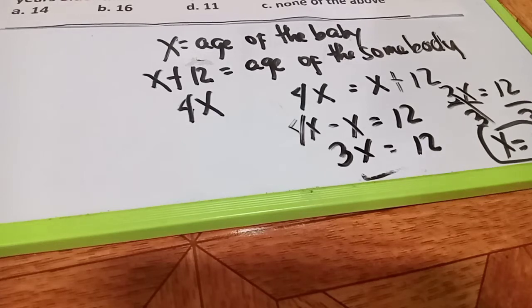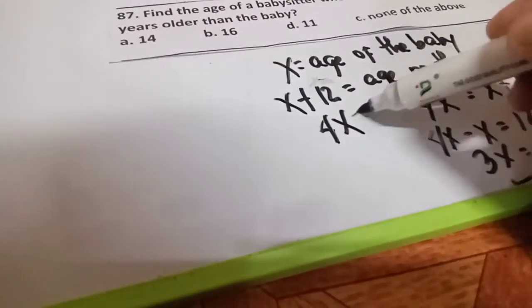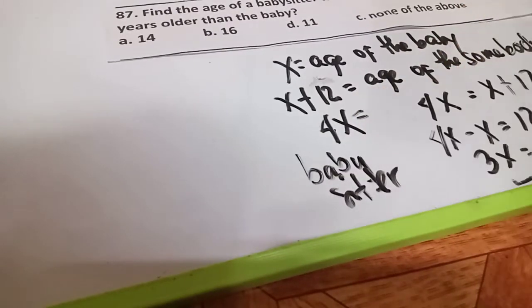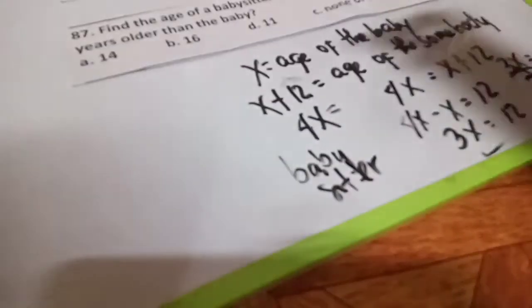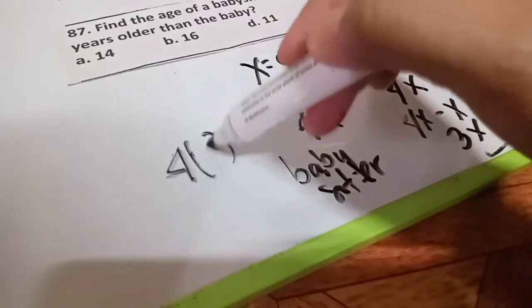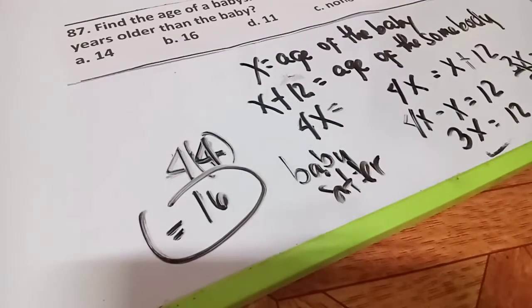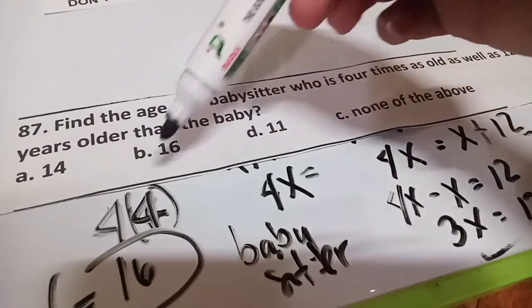How about the age of the babysitter? So let's represent the babysitter as 4x. Seeing that we have x equal to 4 for the baby, again, 4 times 4 is equal to 16. So therefore, the age of the babysitter, do you know what a babysitter is? In Tagalog, this is what you call yaya. So the answer is 16. So the answer is letter B.